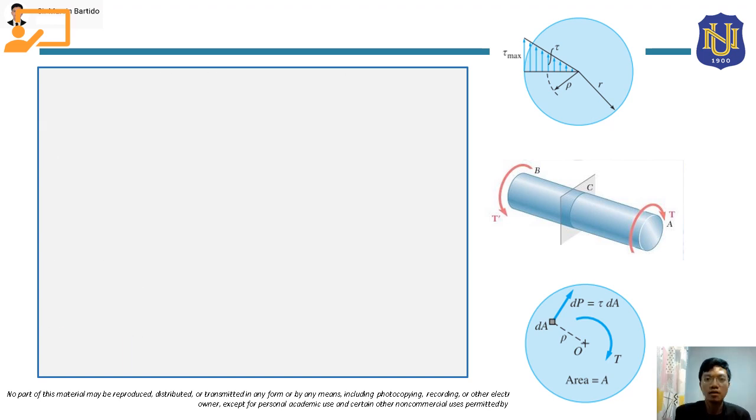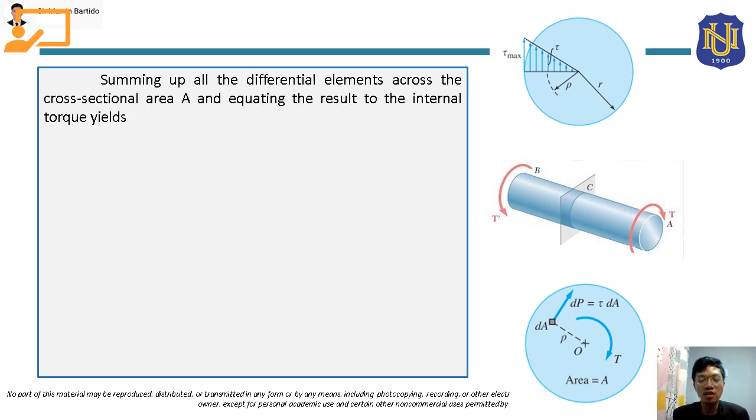Summing up all the differential elements across the cross-sectional area A and equating the result to the internal torque yields this formula. Here, class, we just factored out G and dθ/dx since they are constants. What will remain here is an integral of ρ squared dA, and this will be equal to torque T. That is the condition. It should be equal to the internal torque T to make the circular shaft in equilibrium.